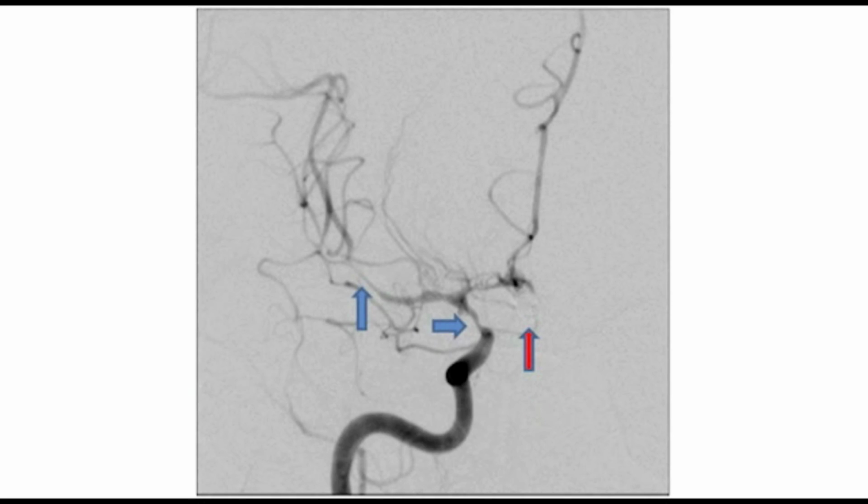This is a repeat right internal carotid artery angiogram of the patient performed at day 7 after a subarachnoid hemorrhage. The patient had developed a neurological change refractory to medical management. Note the severe proximal and distal vasculature vasospasm.